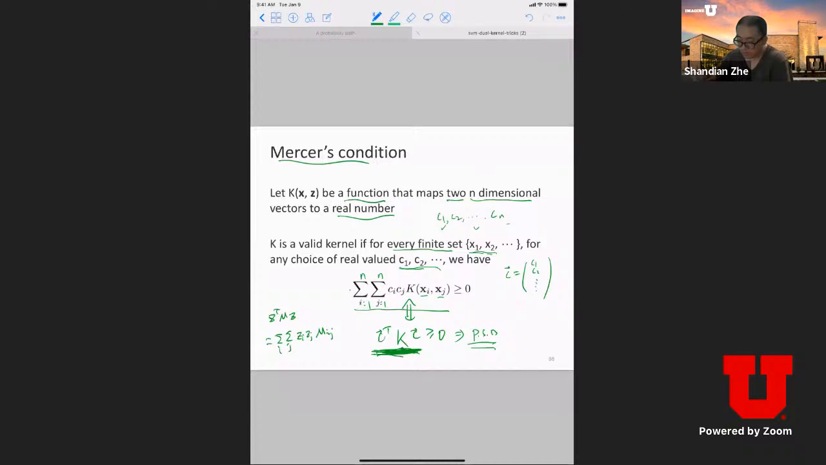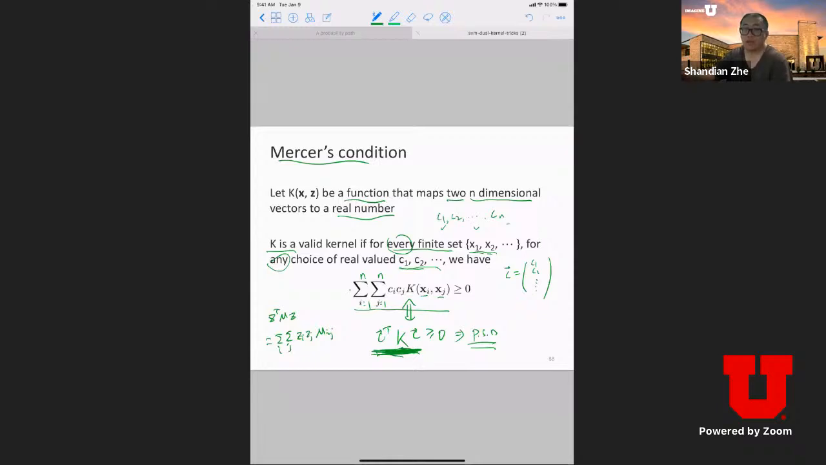When you satisfy this, you can say, okay, K is a valid kernel. So is it any choice of c, or can it be only one that satisfies? Any choice. You say "every" or "any."